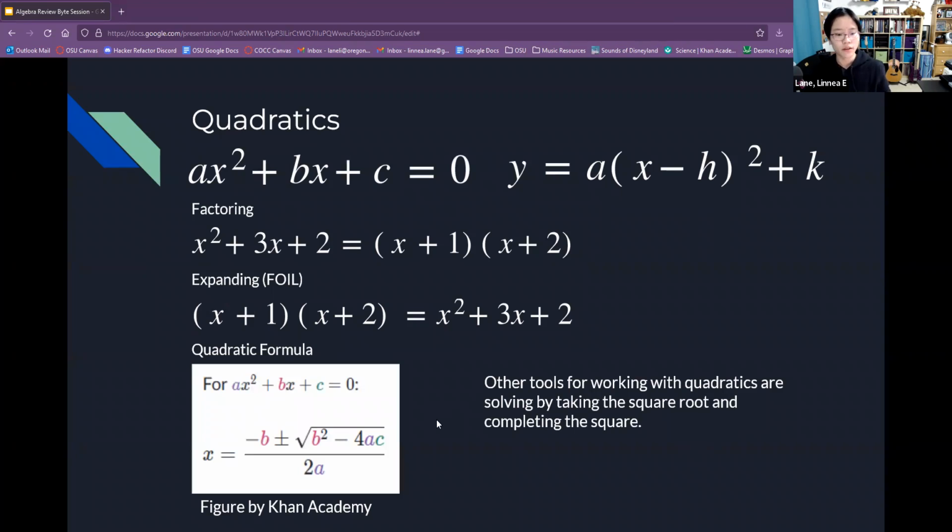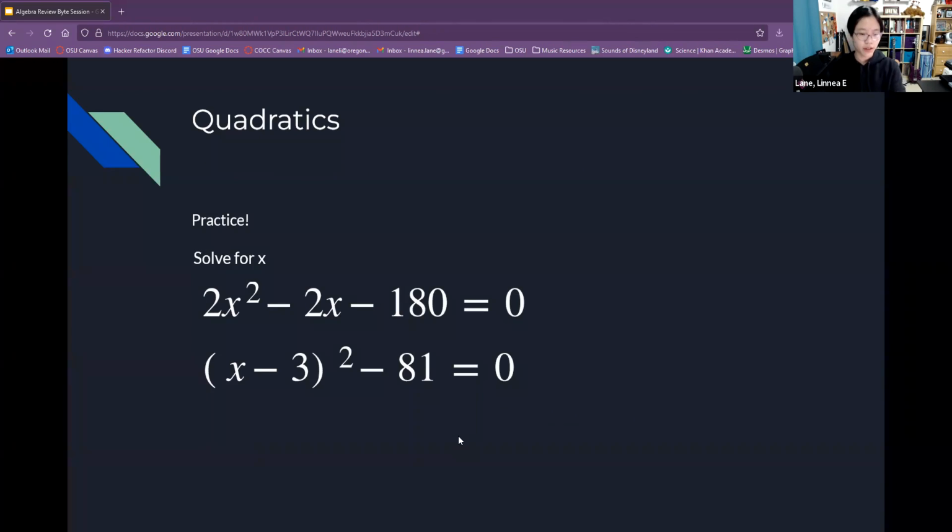Another thing with quadratics is, of course, the quadratic formula. If you can't solve a quadratic through factoring or some other things that I've thrown up here, like completing the square or taking the square root, you might have to resort to the quadratic formula, and this is a reminder of what that looks like. Yeah, I think that's all I have to say on this topic. Here are some practice ideas that we may or may not get to, we'll see. But this is what you might see out in the wild.